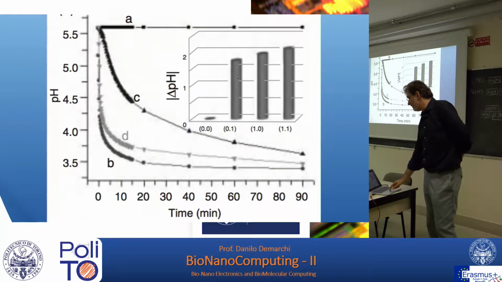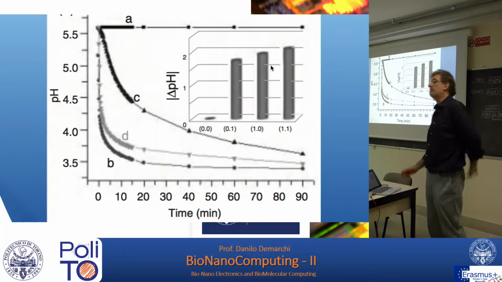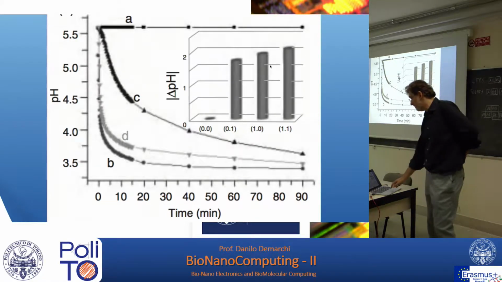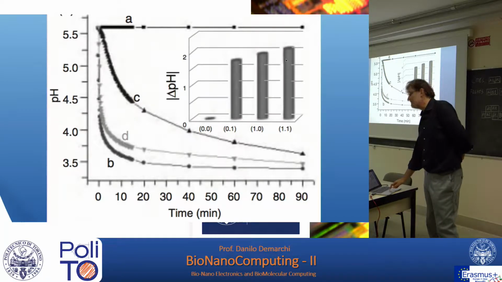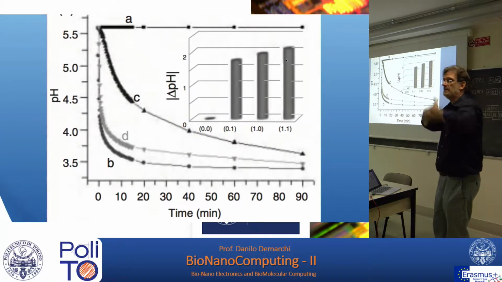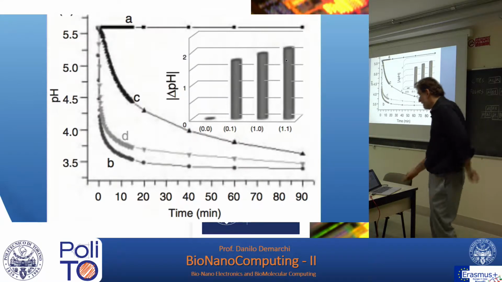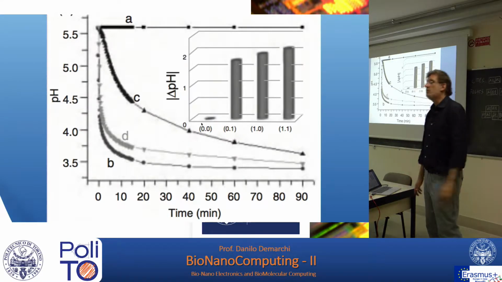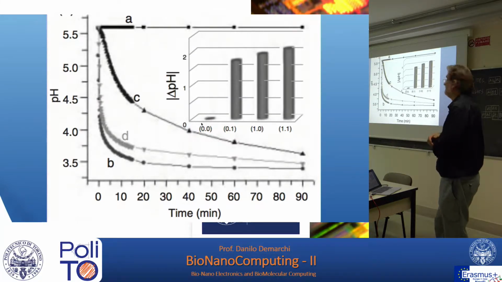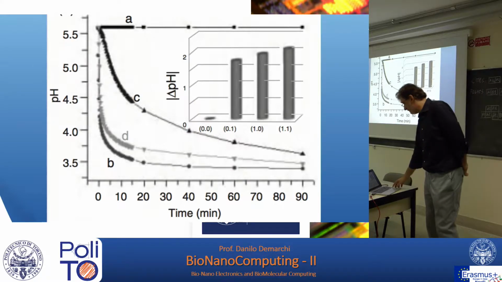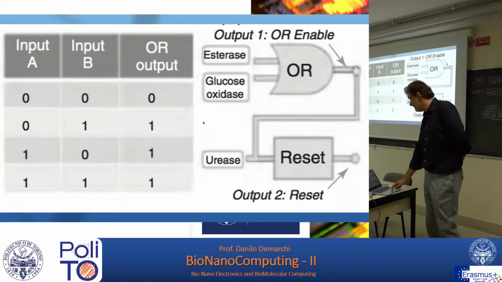And you see here, of course, the change in pH is not proportional because there are two different reactions. The first reaction depends on glucose, and the other one on esterase, so it is different. Of course, I have the highest change if both are running, so I add more acid inside my solution. But in any case, in respect to not having any of them, the difference is very evident. So this is again the esterase and the glucose oxidase in an OR. Urease again is used as reset.